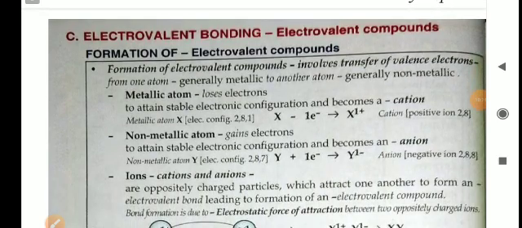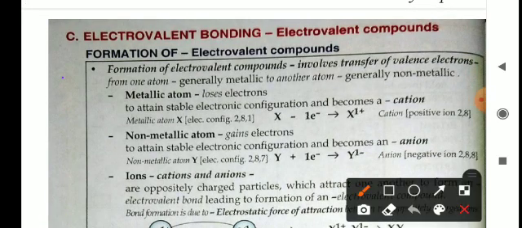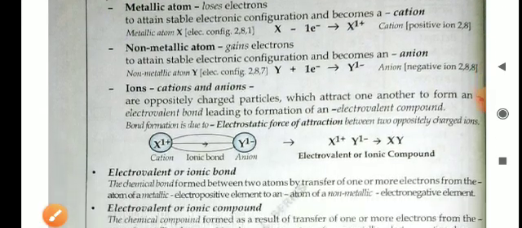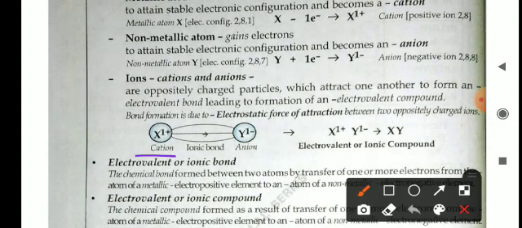So, formation of an electrovalent bond. As we know, the formation of an electrovalent bond takes place by transfer of electrons from metal to non-metal. The metal atom loses electrons and forms a cation. Non-metals gain electrons and form an anion. When these ions attract each other, bond formation takes place, which is known as the electrovalent or ionic bond.